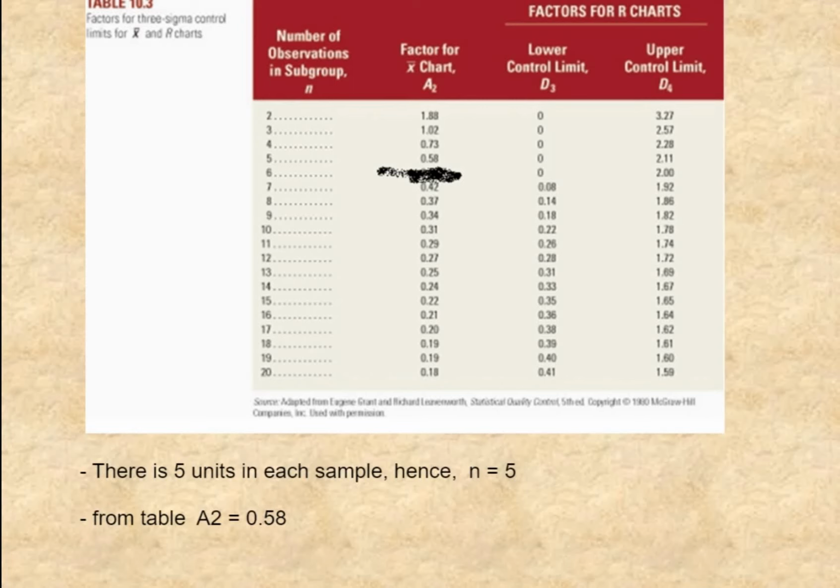Okay. Now we look at the first column here. We look for where n equals 5. It's right here. So we look for the number in the corresponding column for A2, which is here. Then our value for A2 is 0.58. So what we found from this table is A2 equals 0.58.